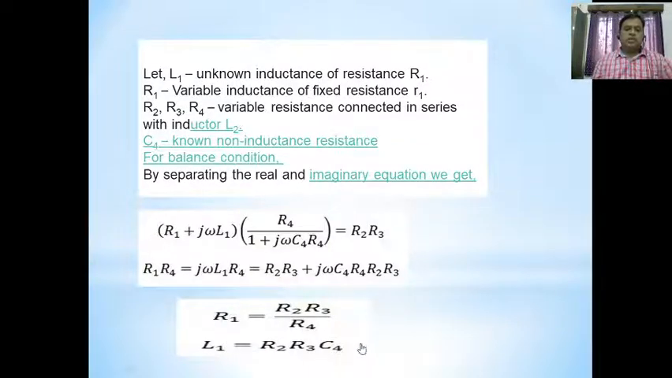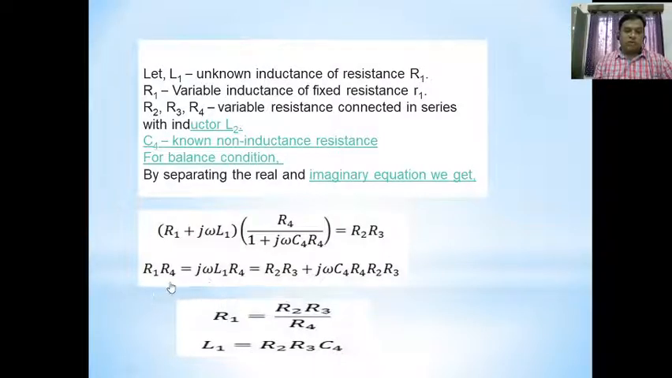Therefore L1 is equal to R2 R3 C4. Why? Because in the place of R1 we are writing L1 here, and R2 R3 C4 is given here. Therefore R1 is equal to R2 R3 by R4 and L1 is equal to R2 R3 C4. So here, by comparison on both sides, we are getting these values.